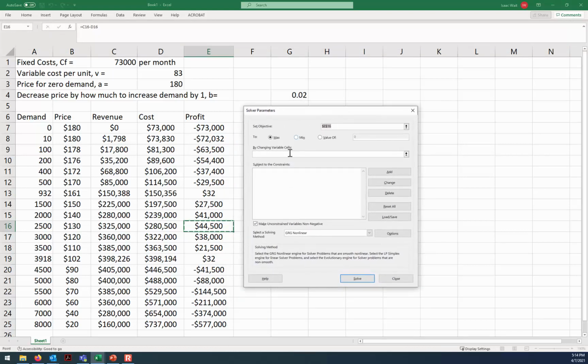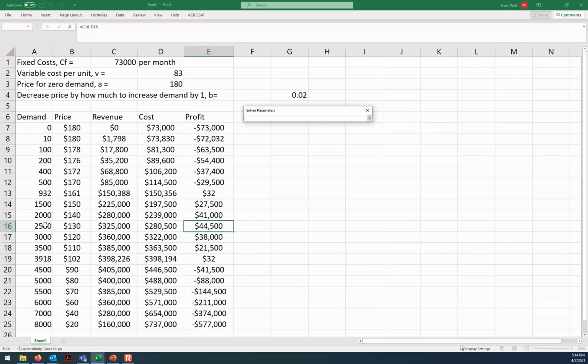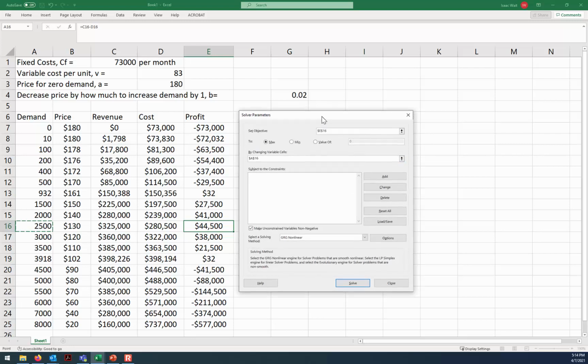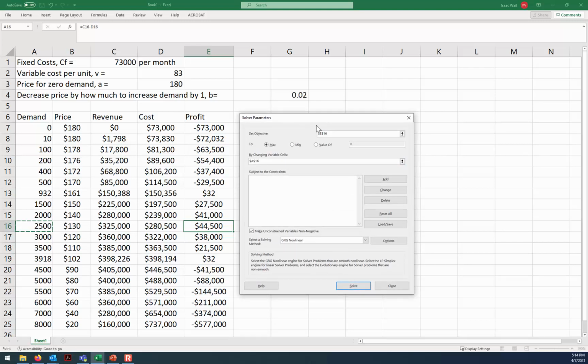So what I want to do is I want this to be maximized. Okay, so that's already selected, and I'm giving it permission to change this value. So in some ways it's similar to what's happening with goal seek, but the difference is I don't know the specific numerical value I want the profit to be equal to.